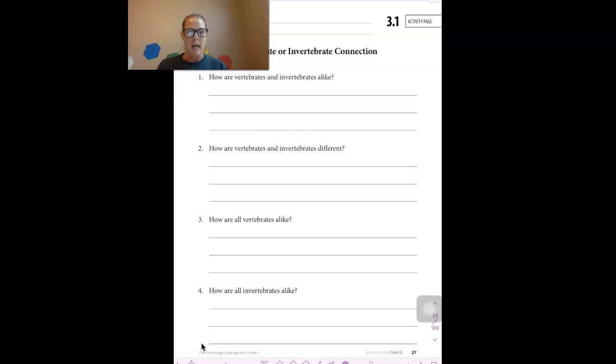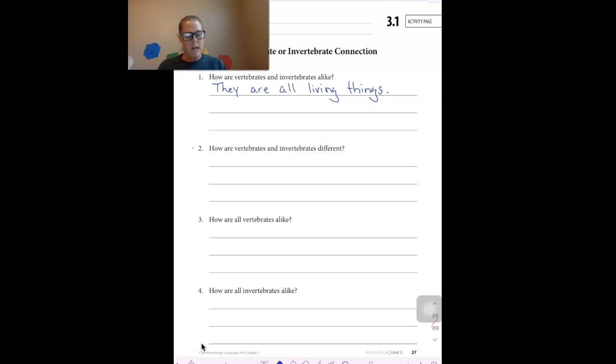Read it with me. How are vertebrates and invertebrates alike? I'm going to answer in a complete sentence. What do you think? How are they alike? They are all living things. Remember, we read about lots of different types of animals that are vertebrate and or invertebrate, and also humans.